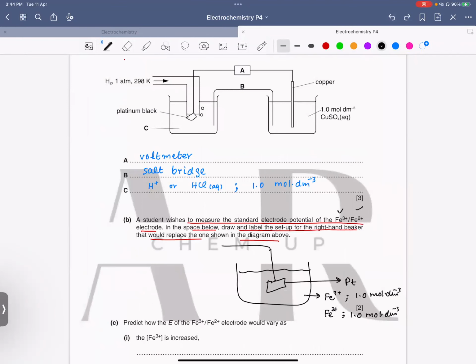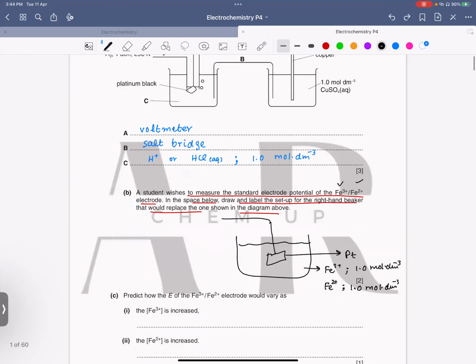Is this clear? Yes. The online students, is this clear to everyone? If anybody has any doubt, kindly ask. Yes, Sanvint, Iza, Alishba, Hamna. Clear, sir. Okay.